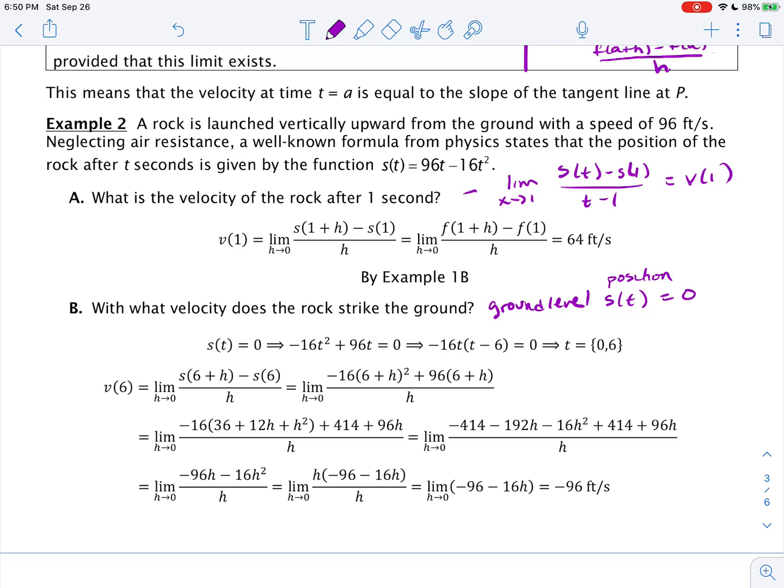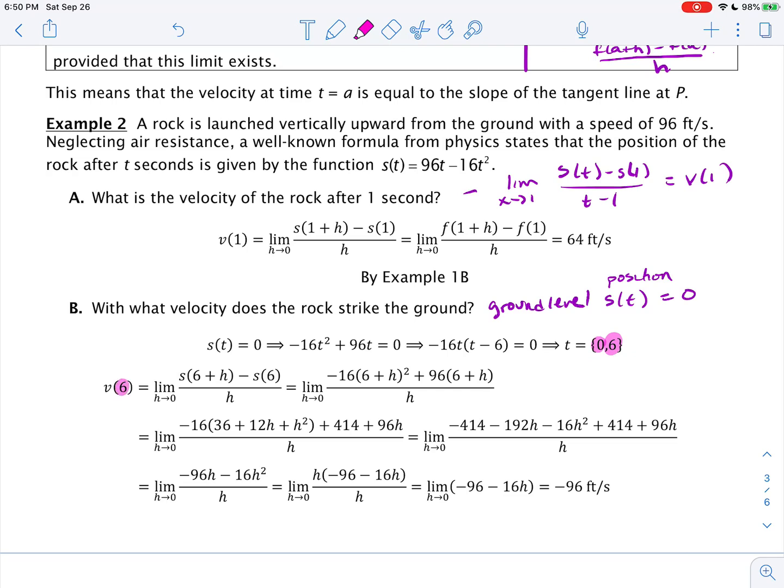If we factor out negative 16t, we see that t is either equal to 0 or t is equal to 6. So at t equal to 0, we are at the very beginning when we're launching the rock, but 6 seconds later it will have come back down to the ground. So we want to use v of 6.